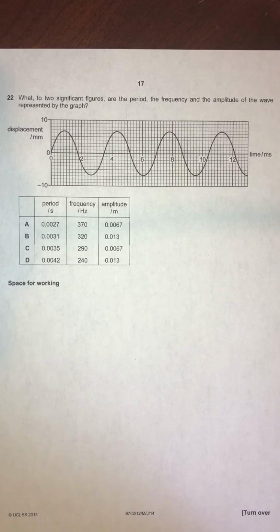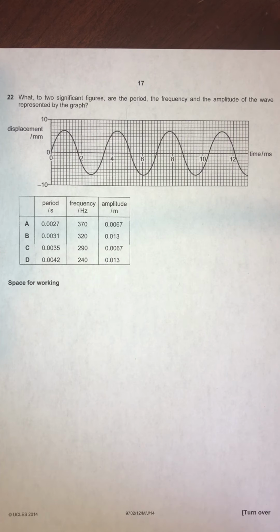In this video, I'll be going over a calculation related to the learning outcome: describe waves in terms of their wavelength, amplitude, frequency, speed, and intensity. This question comes from ACE Physics Syllabus Code 9702, Paper 12 from May-June 2014.